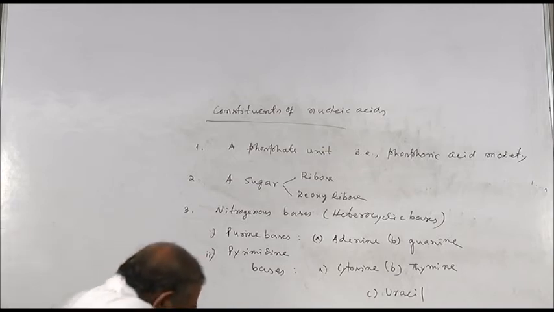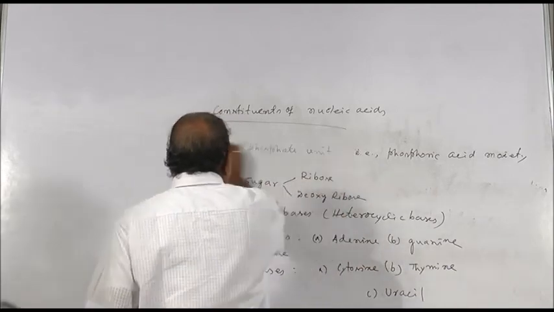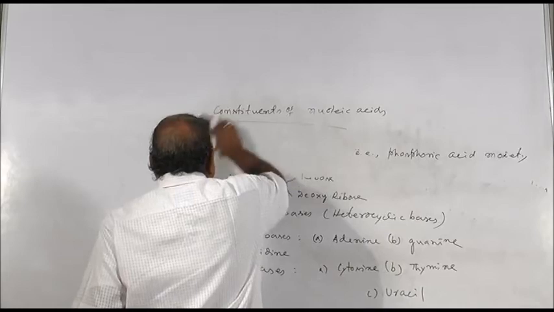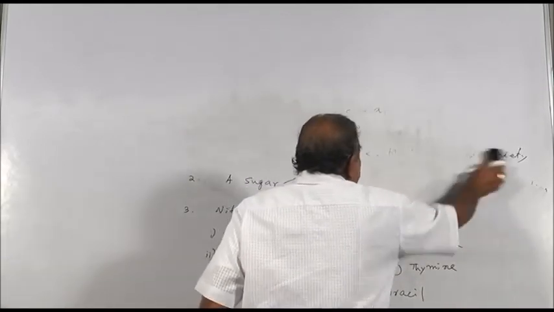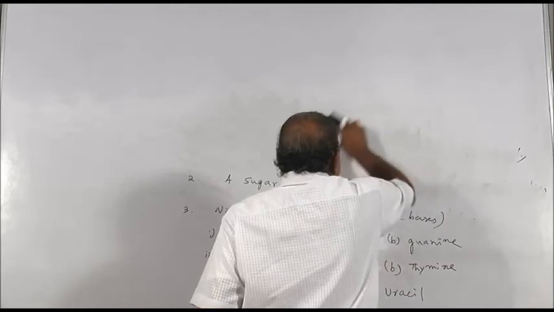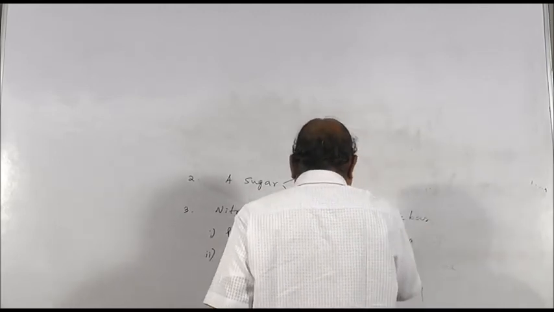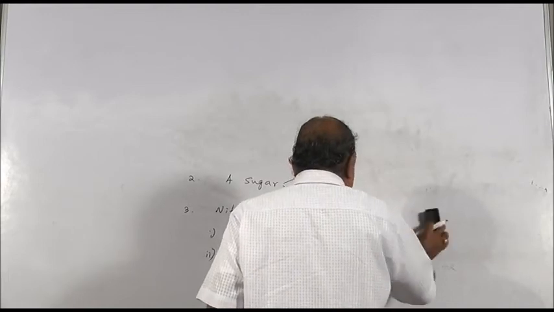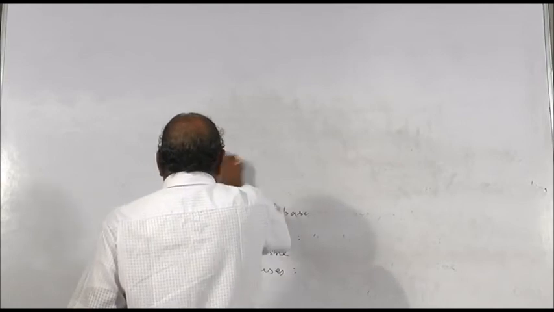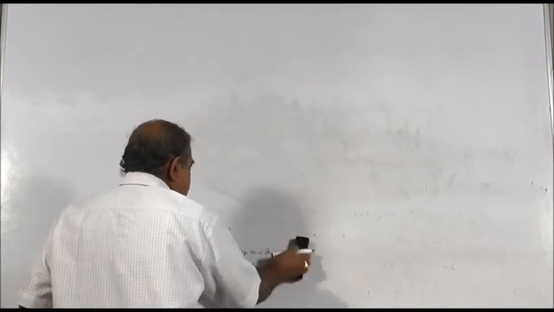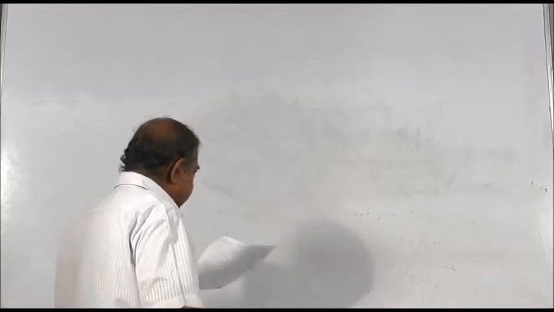Now, as I have told you, nucleic acid is a polymer of nucleotides. So first we shall see what a nucleotide is, the structure of nucleotides, from which nucleotides polymerize to form nucleic acid. Now the structure of nucleotides is like this.